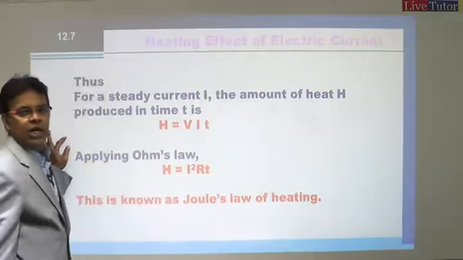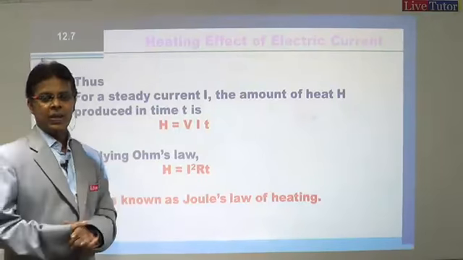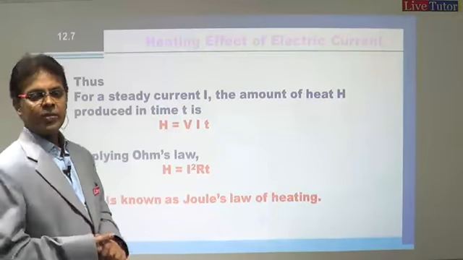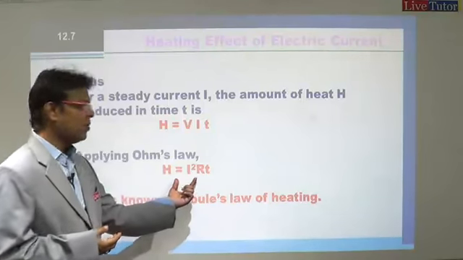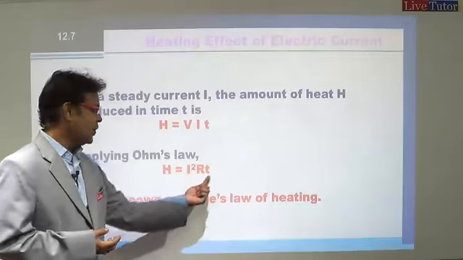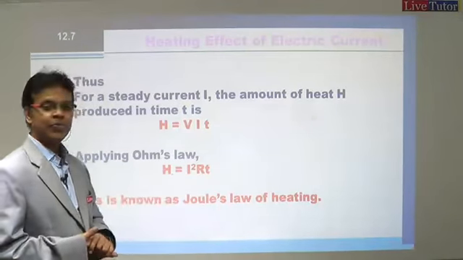H is equal to I square Rt, which is called Joule's law of heating. There may be a 3-mark question: state Joule's law of heating. For that you have to remember this formula. By remembering this formula, you can give the statement easily. How can you give the statement?